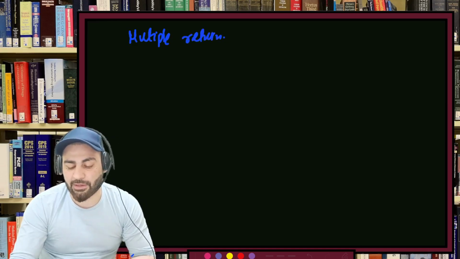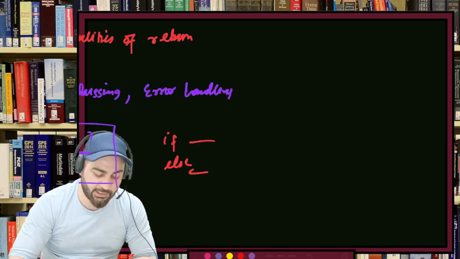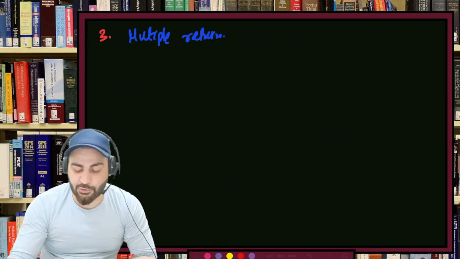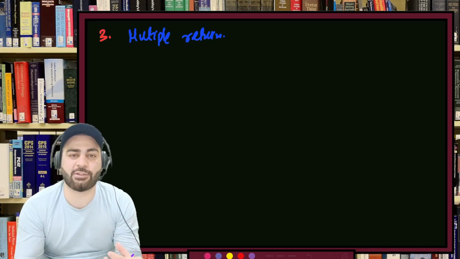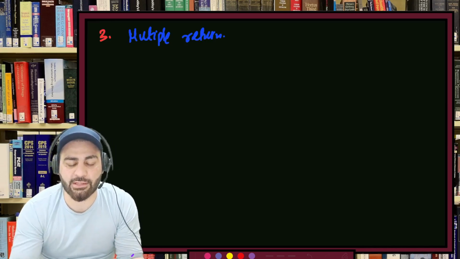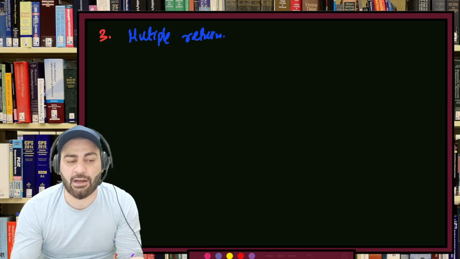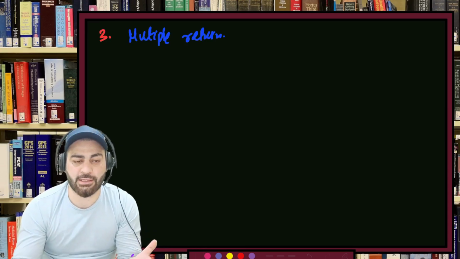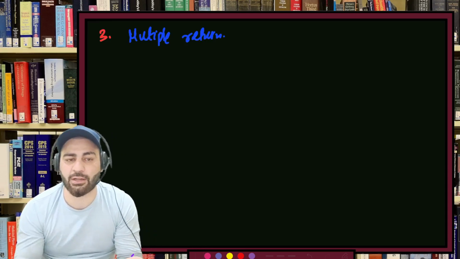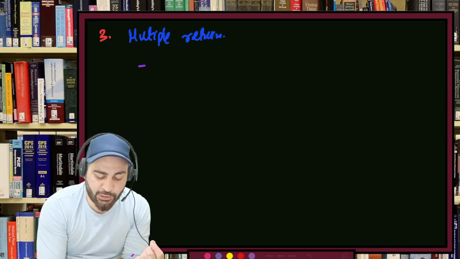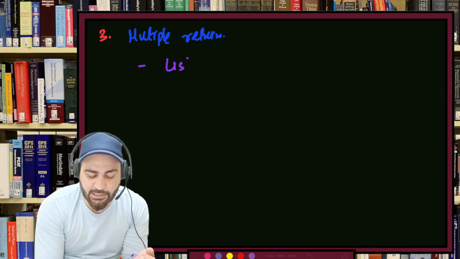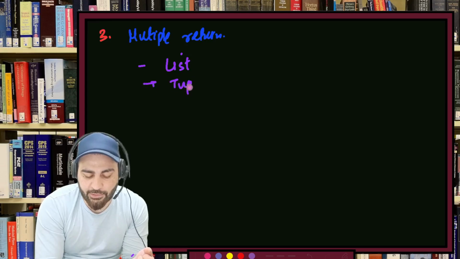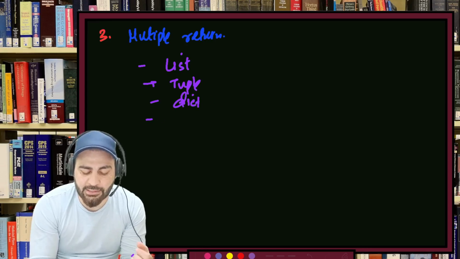So what I mean by multiple returns is, okay, this is the third thing. Usually in other languages you can return just one value, in certain languages. But here you can have multiple return values. Let's suppose you are doing something and you want to return a couple of things, say two numbers, or a lot of things. Here you can return a list, a tuple, or a dictionary, and you can return multiple values.